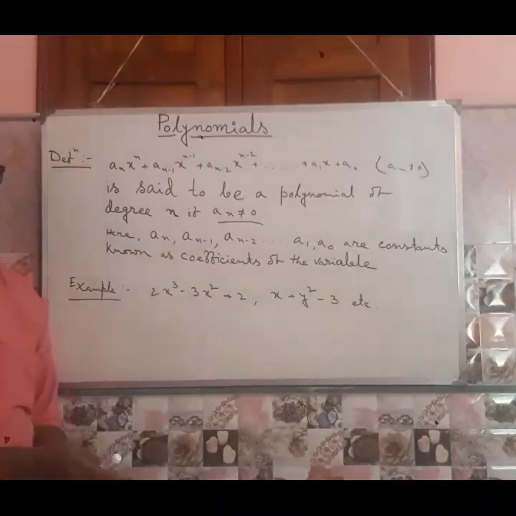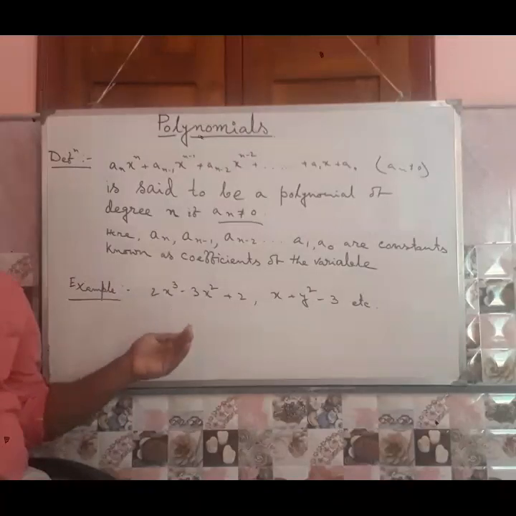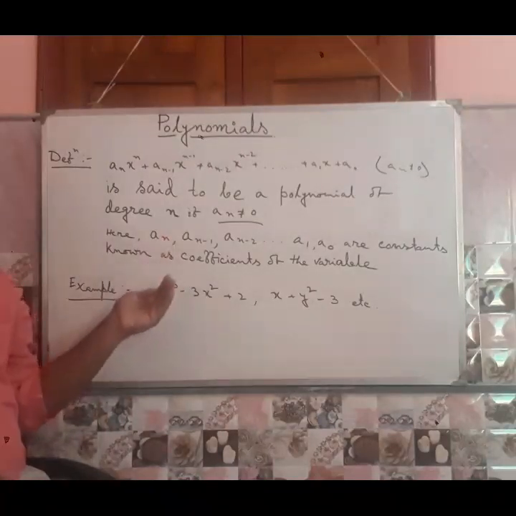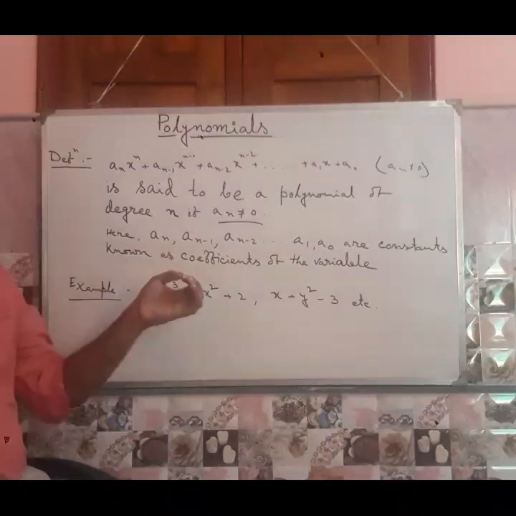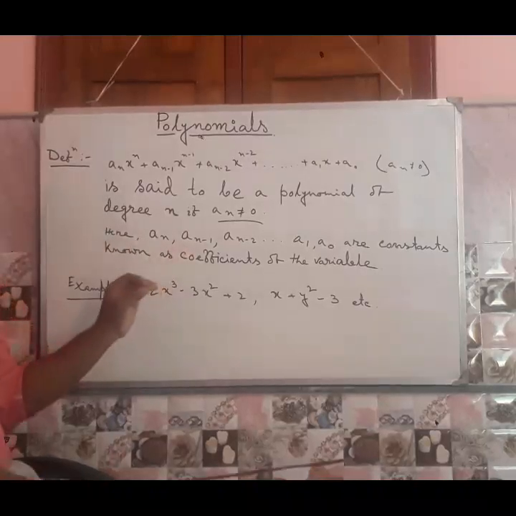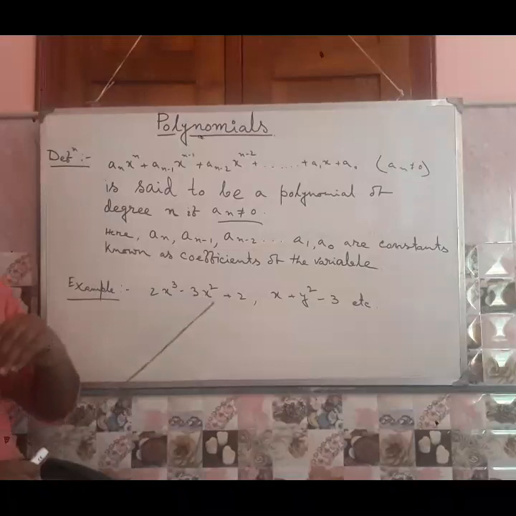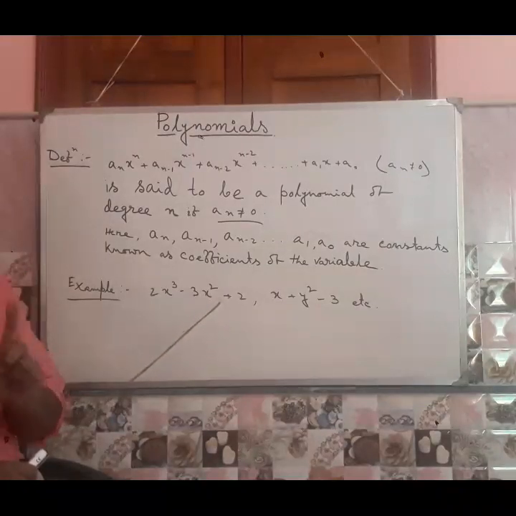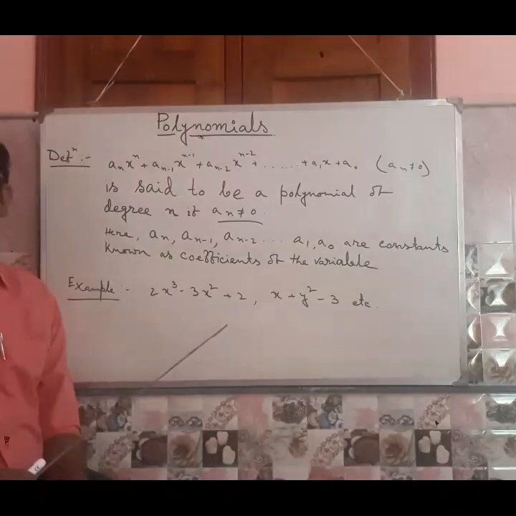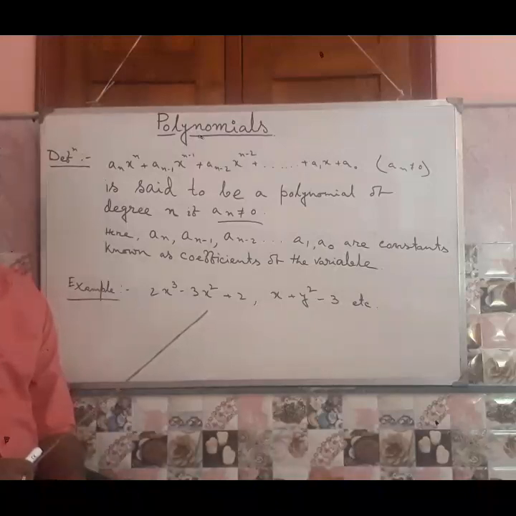In simple language, what can we say? What is a polynomial? You can say it is a combination of variable and constant terms combined by addition, subtraction, multiplication and division. That means an algebraic expression is said to be a polynomial if the powers of the variables are non-negative integers. I am telling again, the powers of the variables should be non-negative integers. Then only we can say that the algebraic expression is a polynomial.